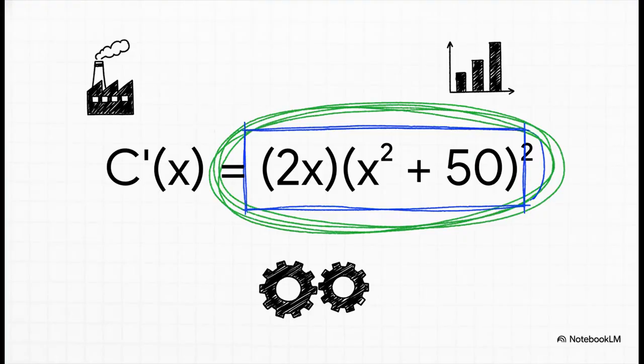Okay, so here's a pretty realistic-looking marginal cost function. In the real world, business costs are rarely simple straight lines. They're often what we call composite functions, where one function is essentially nested inside of another. I like to think of it like a set of Russian nesting dolls. In our case, the x squared plus 50 is the inner doll, and that squaring operation is the outer doll. The cost of the next item depends on this complex relationship, and that's the puzzle we need to solve.